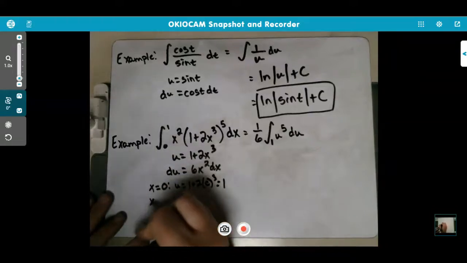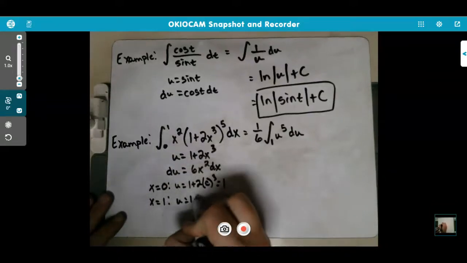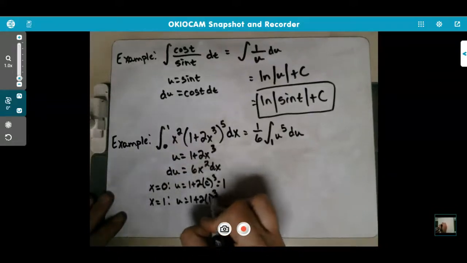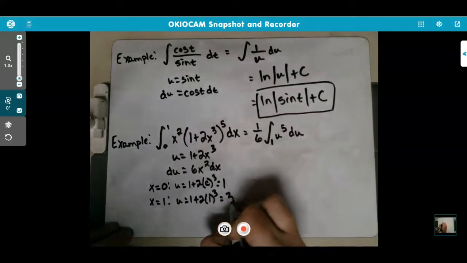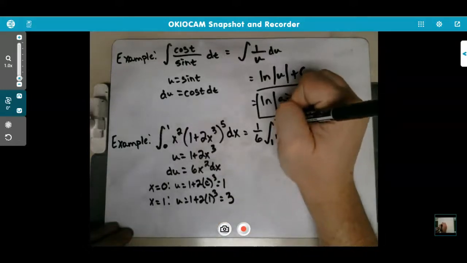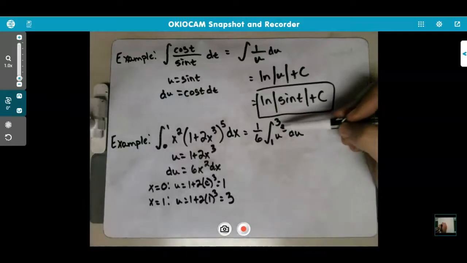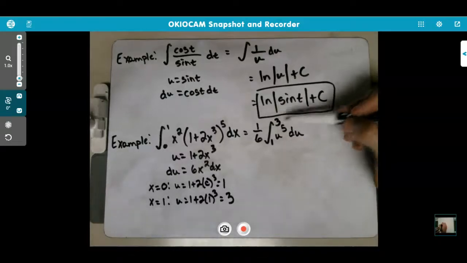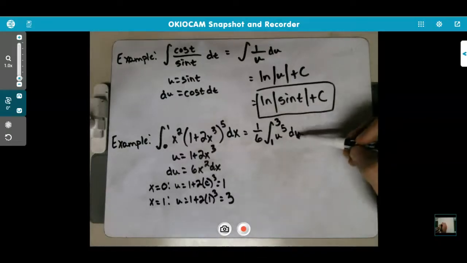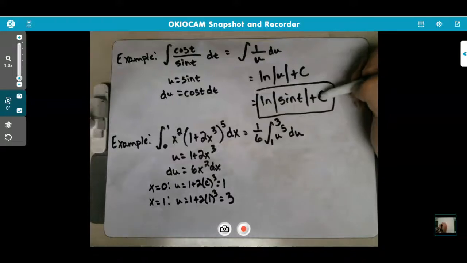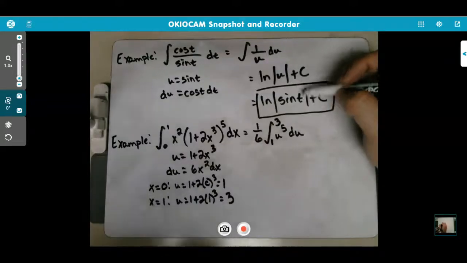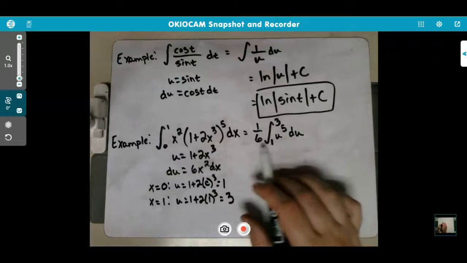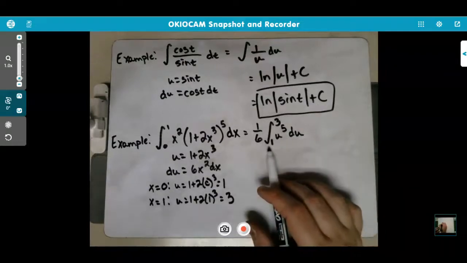Do the same thing for 1. U equals 1 plus 2 times 1 cubed. 1 cubed is 1. 1 times 2 is 2. 1 plus 2 is 3. So the top bound is now 3. Now, since I changed my bounds to be in terms of a u, I don't have to do this last step right here where I plug back in what the u is, because I have changed everything to u's.